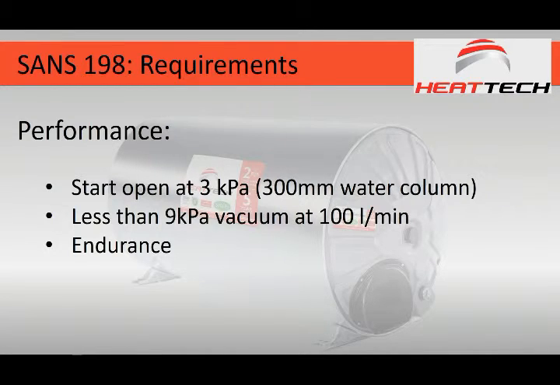It goes through a whole process of increasing the vacuum, and continuously measuring the flow rate, or the vacuum flow rate, through the system. There's a whole series of requirements around that in the standard, but it ends in a point where it says at a 9 kPa vacuum, which is minus 9 kPa gauge pressure, the flow rate of at least 100 liters per minute must be achieved. 100 liters per minute of air must be achieved through the vacuum breaker. And then endurance.